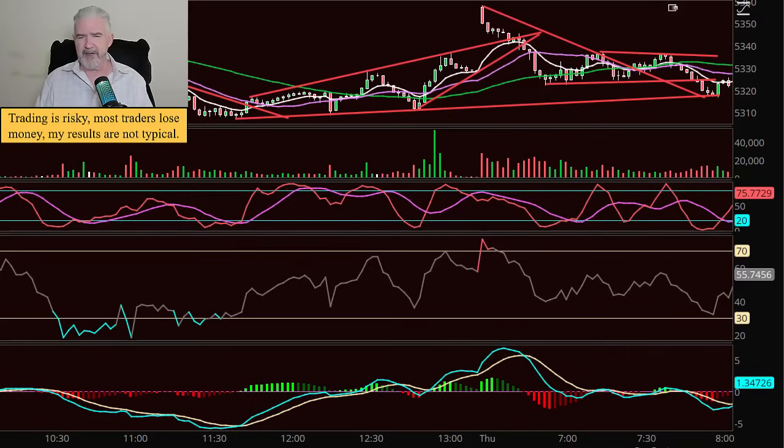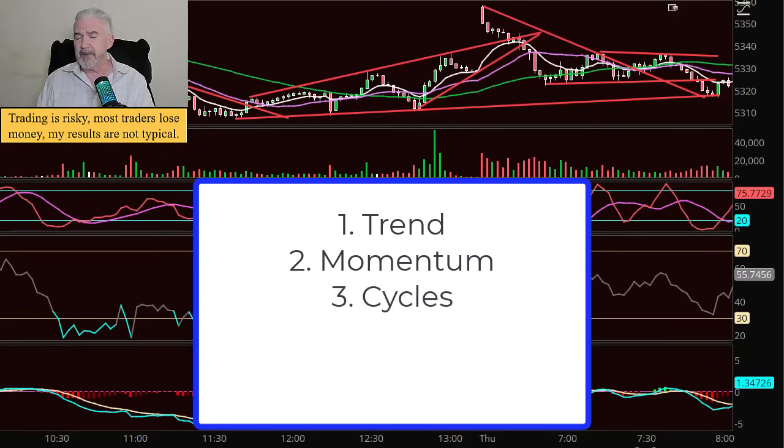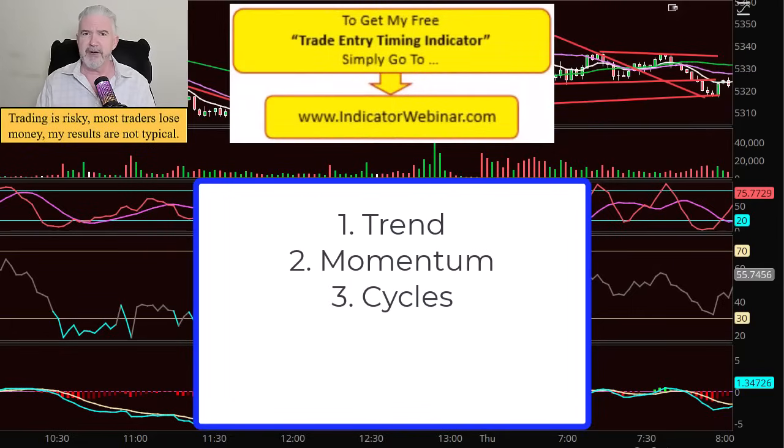So the way we overcome that is we look at money flow from 5 different uncorrelated angles, directions. And so the 5 energies of money flow that I use are trend, number 1, and then momentum to determine if it's a strong trend or a weak trend, and then cycles. And by the way, if you want to get my cycle indicator, I give that away for free. Go to indicatorwebinar.com. You can learn all about it and get it all set up in chart and learn about it, but that's very important.